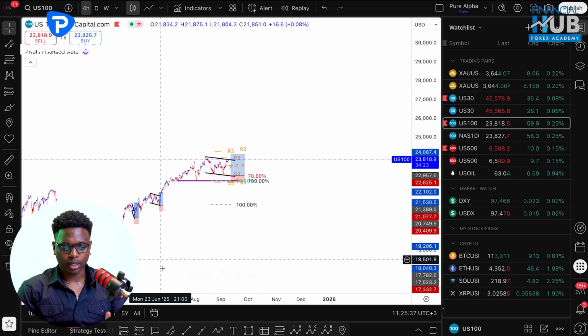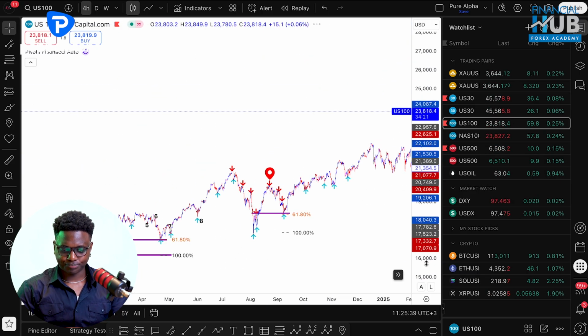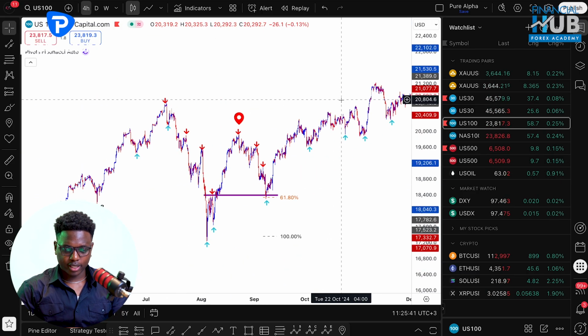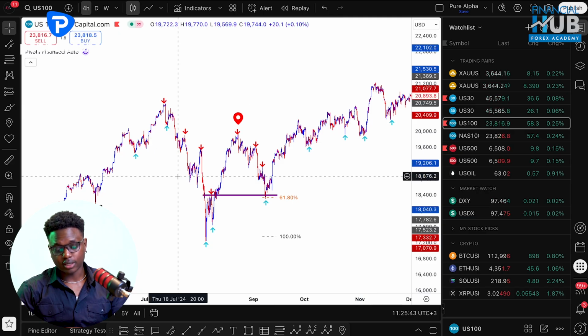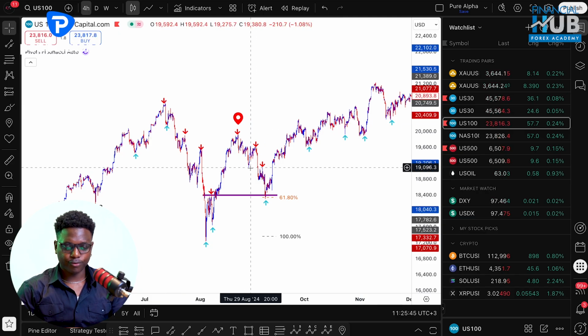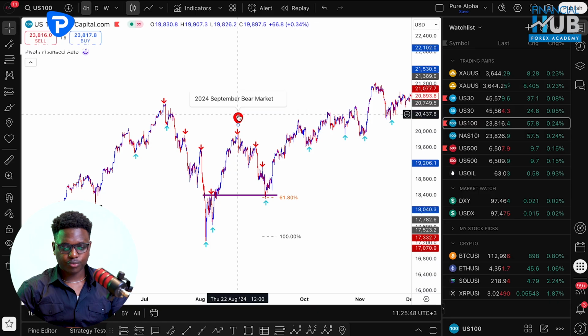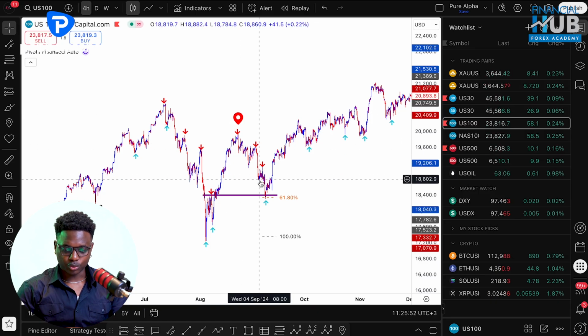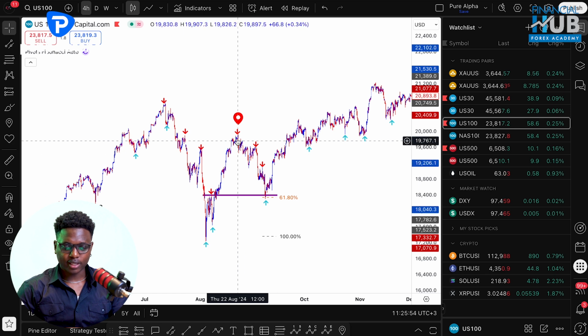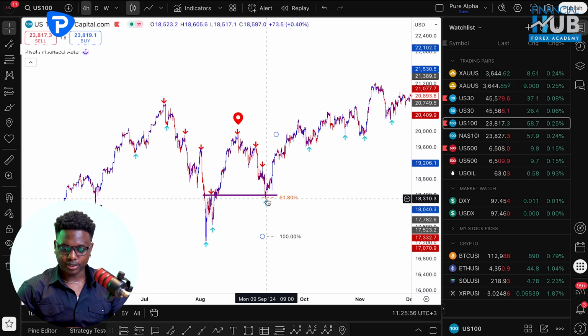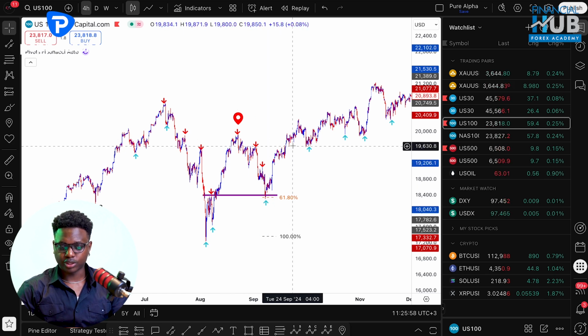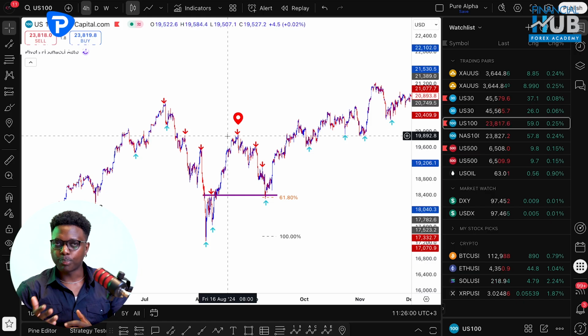Now, we're in the month of September now. I'll come back here in a few. If you go back here, this is the US 100, Nasdaq 100. This is September 2024, and you can see we had a bear market. Markets had a bear market before getting a bottom in September, and then we had that bullish run also in September. We had both: a bearish run, then a bullish run.